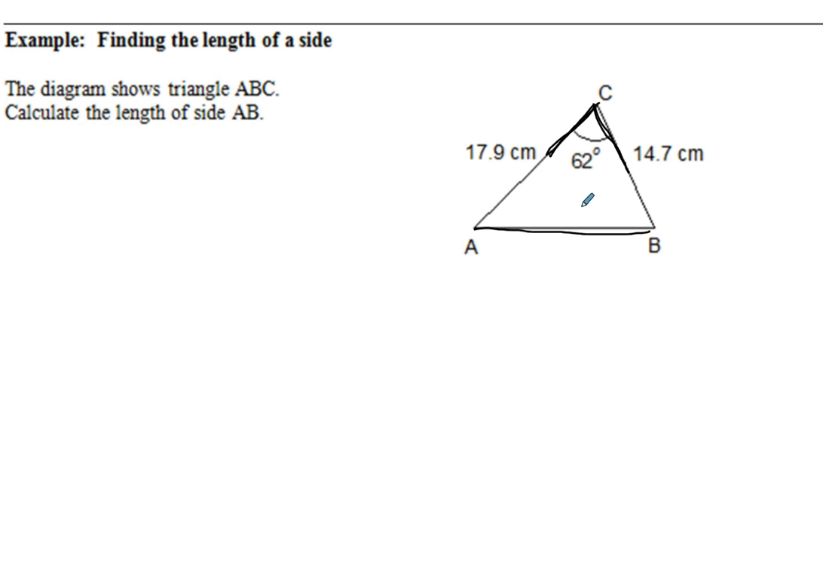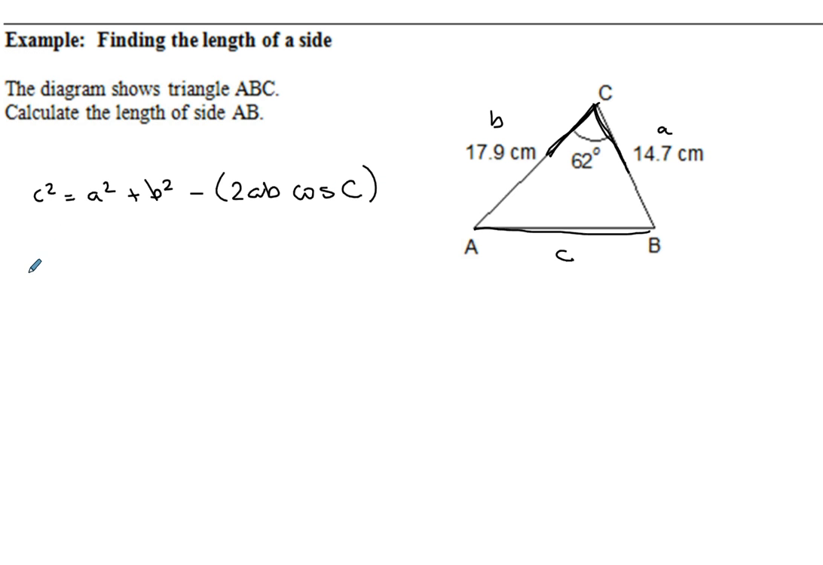Okay, let's label our triangle. So that's A, that's B, and that's C. So we need to find C. Here we're saying C squared equals A squared plus B squared minus 2AB. This is easy to remember because it's just those letters, and then cos C.